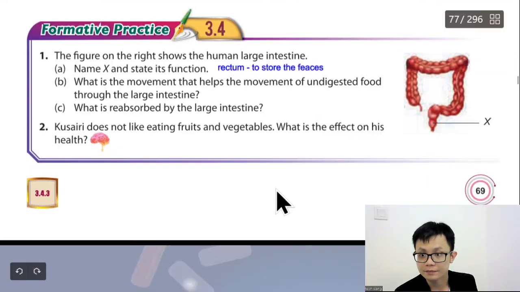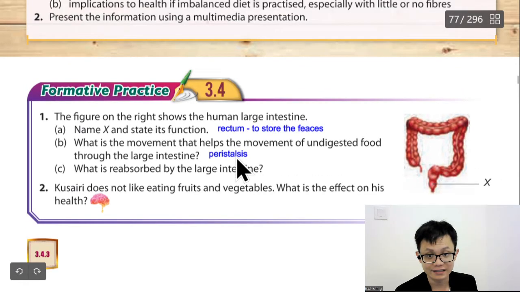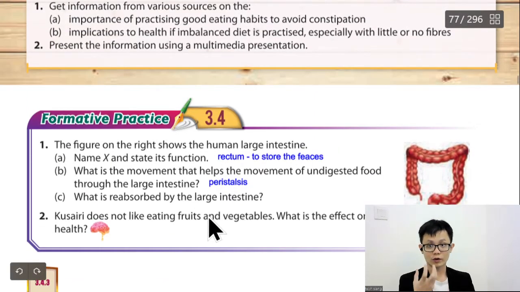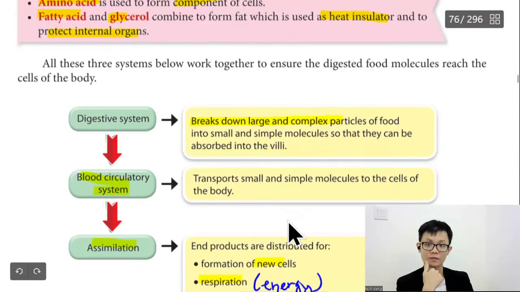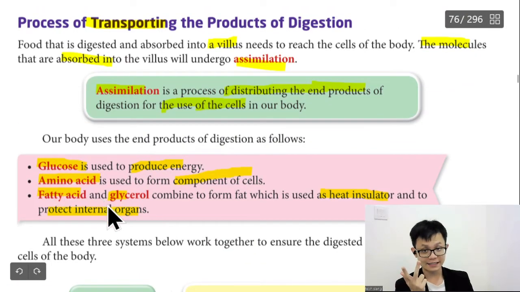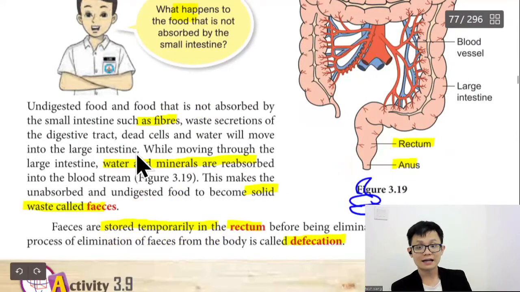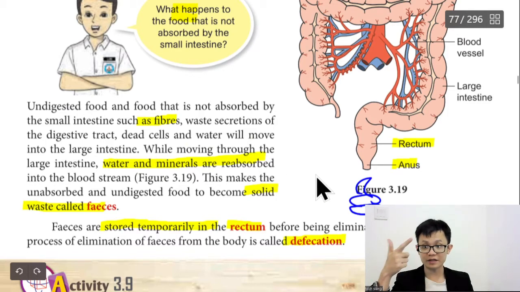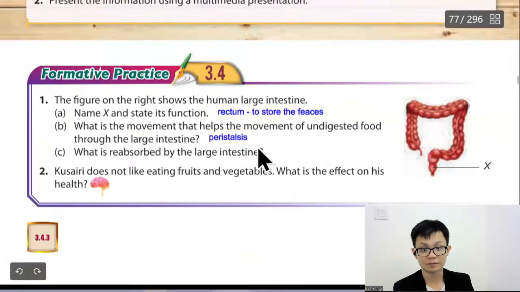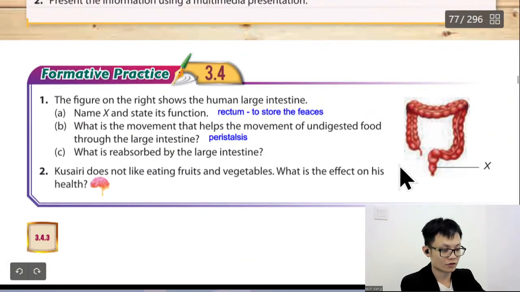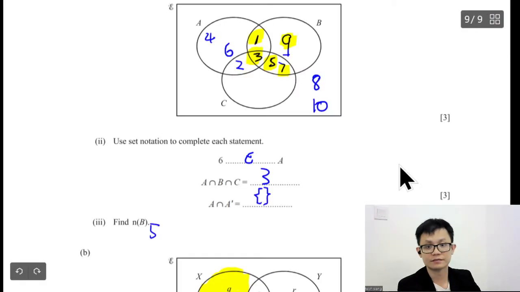What is reabsorbed by the large intestine? Okay, large intestine absorbs what? We know the small intestine absorbs glucose, fatty acid, and amino acid. We know this is the small intestine. Large intestine, what does it absorb? Water and mineral are reabsorbed. So just put here, water and mineral.